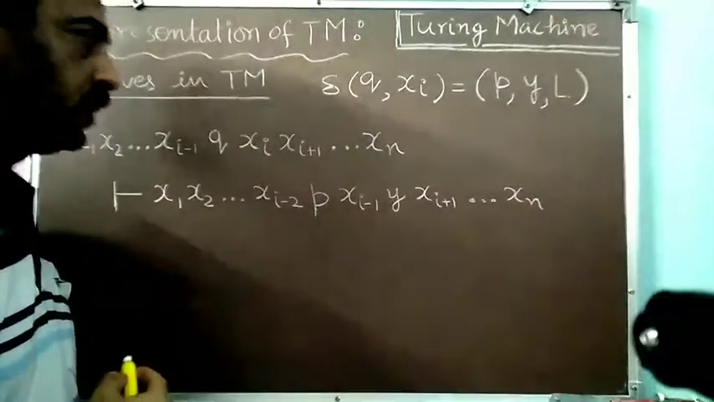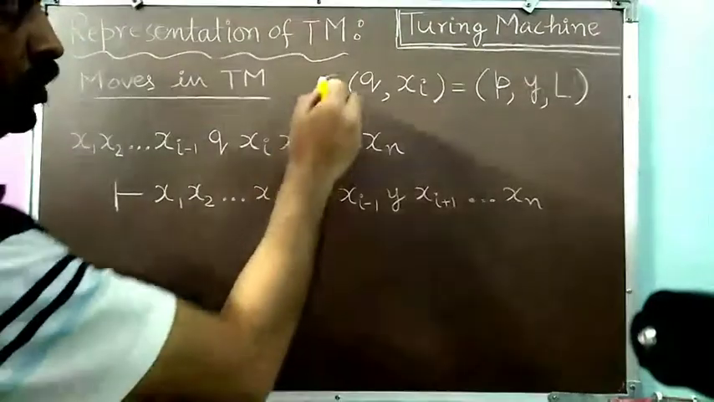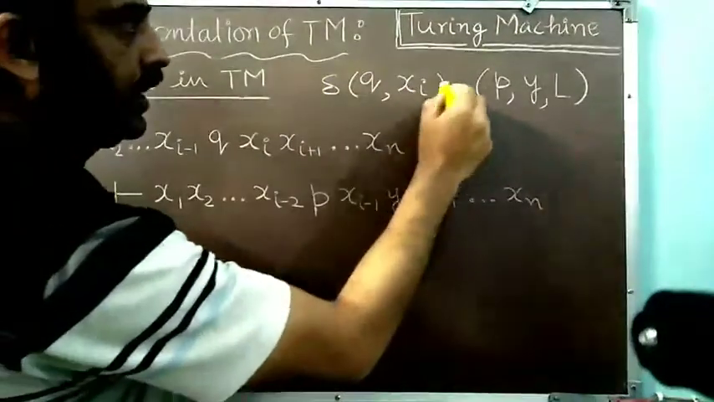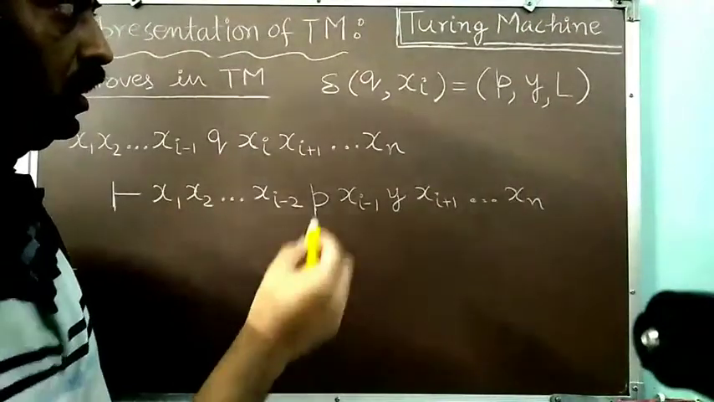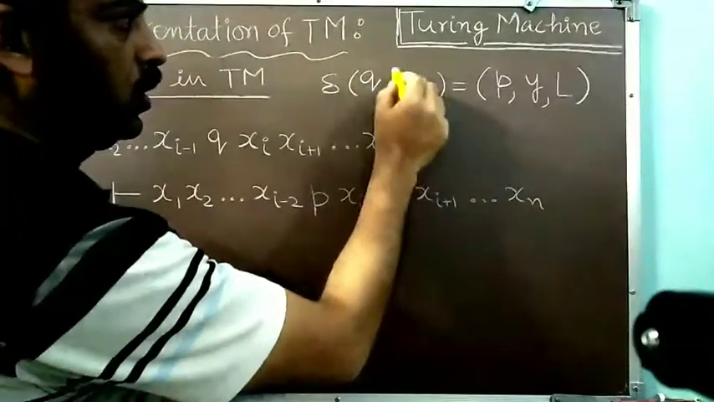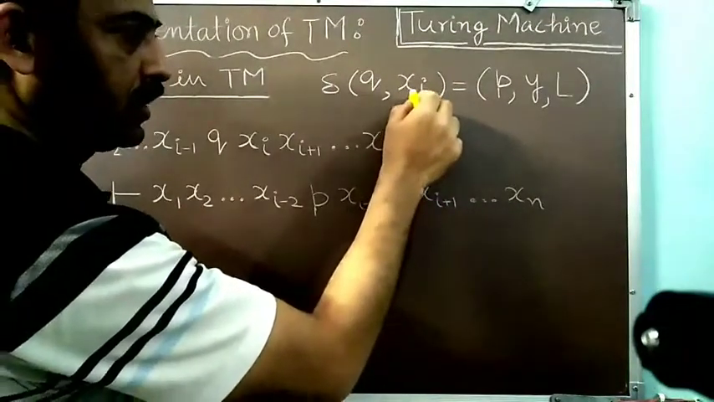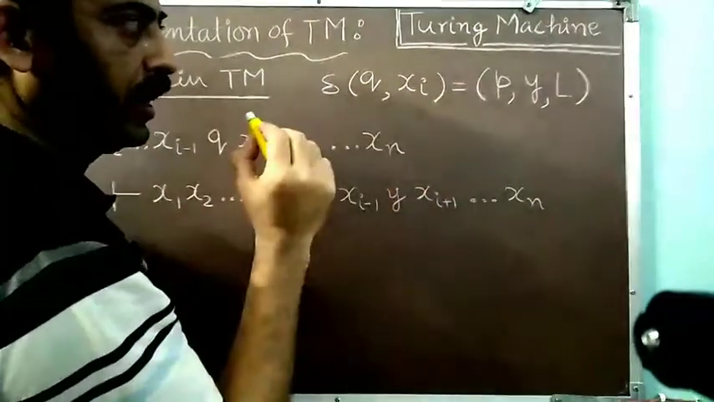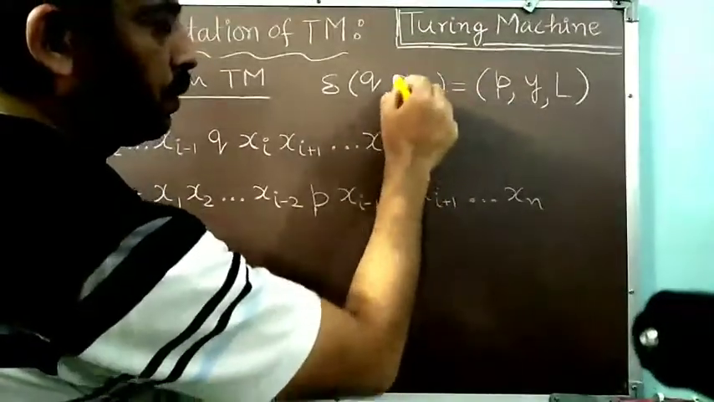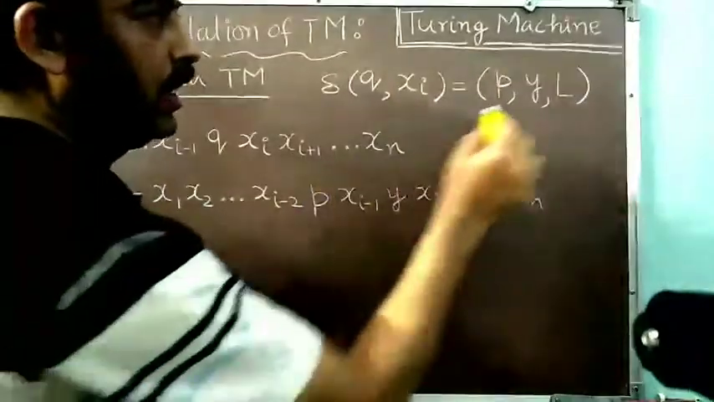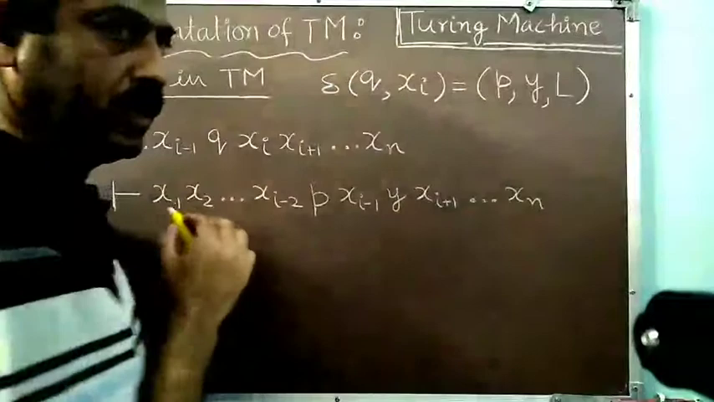Now I am going to discuss what we mean by a move in a Turing machine. Suppose delta(q, xi) = (p, y, L). This is one transition. We are currently in the state q, and xi is the symbol in the cell which is under the read-write head. Then the next state will become p, and in place of xi we will write y, and our read-write head will move towards the left.